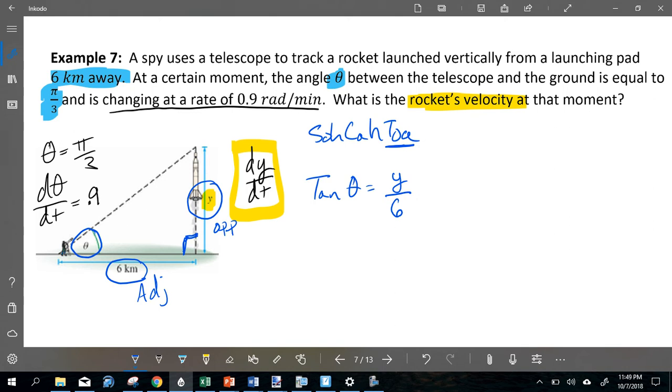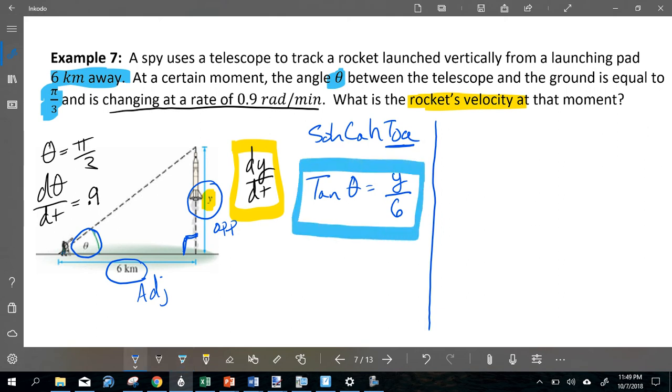The distance between the spy and the rocket is never changing. So using this information, I could plug in pi over 3, but it's changing, and I could use that to solve for y. We did that in class, but it's not something that we necessarily have to do, and we'll show you why in a second. So if this is my formula, I am then going to figure out the change of that formula. Tangent of theta equals y over 6.